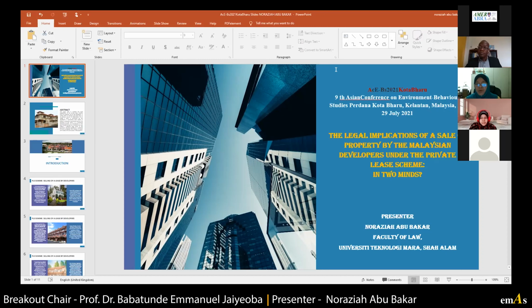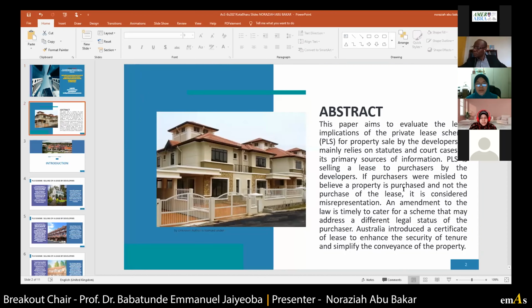Today I'll be talking on the legal implications of a sale of property by the Malaysian developers under the private lease scheme in 2 minutes. First of all, the abstract: this paper aims to evaluate the implication of a private lease scheme for property sale by the developer. It mainly relies on statutes and court cases as primary sources of information. And for PLS, it is a selling of a lease, not a selling of ownership to the purchaser.